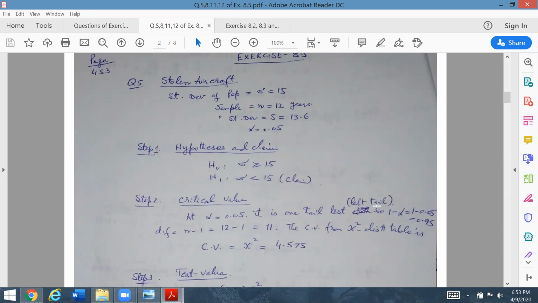So remember. For the left tail, what do we have to do? We have to subtract alpha from 1. So 1 minus alpha is 1 minus 0.05, which comes to be 0.95. And degree of freedom, n is 12, so degree of freedom is 11. For the CV, the CV from the chi-square distribution table, write chi-square here so it is clear you are considering this table.